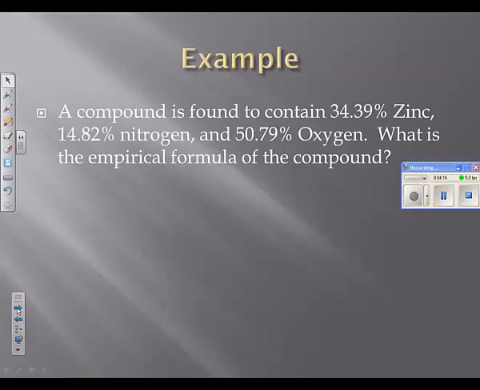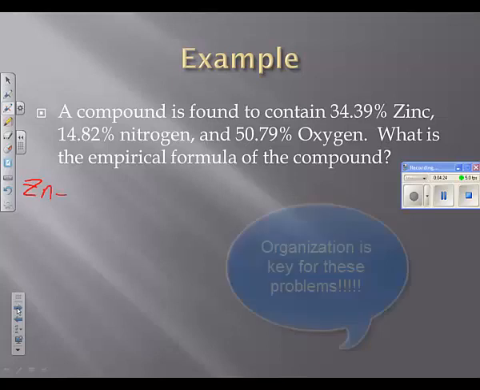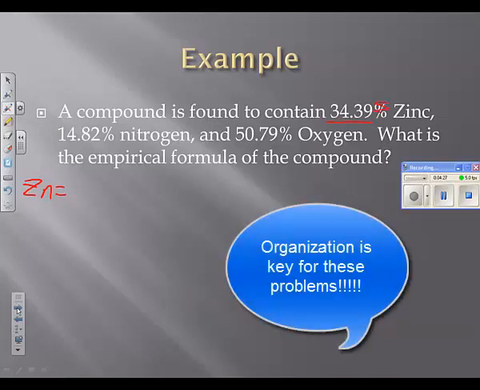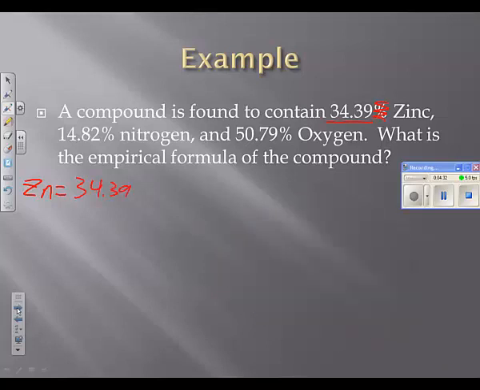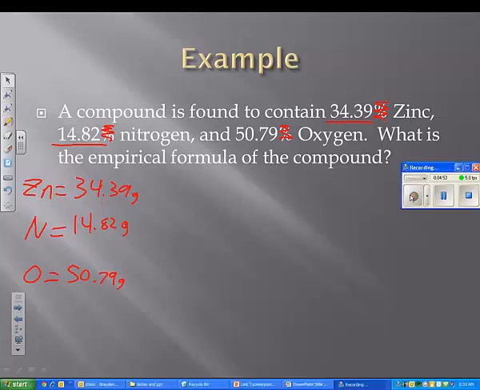The compound is found to have all that stuff in it. What is the empirical formula of the compound? Let's start with the first step. We have zinc. Zinc has 34.39%. So remember, we just mark out the percent sign and say 34.39 grams. Nitrogen has 14.82. Mark out the percent sign, turn it into grams. 14.82 grams. And finally, we have oxygen. Just drop the percent sign. That's 15.79 grams. All right, so that was our first step, percent to mass.